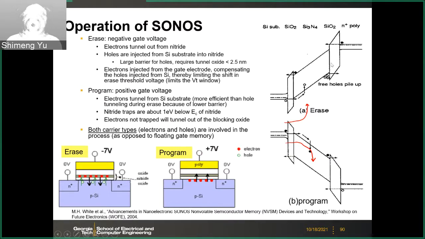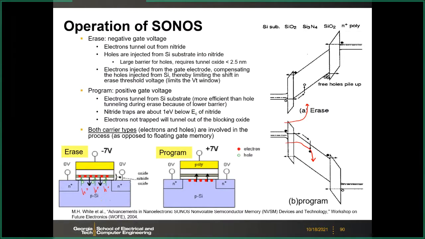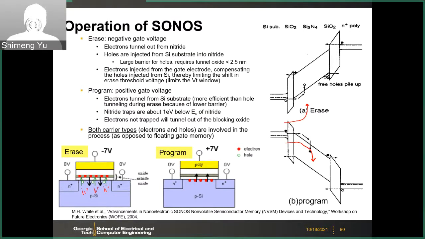The only difference is that in the erase, the hole may play a role. Because in this band diagram, the barrier for the hole is not that high. Therefore, in the erase case, the holes in the substrate, because it's a p-type substrate, you have many holes, and holes may inject into the floating gate, not floating gate, I should say the charge trapping layer, to compensate the electrons.